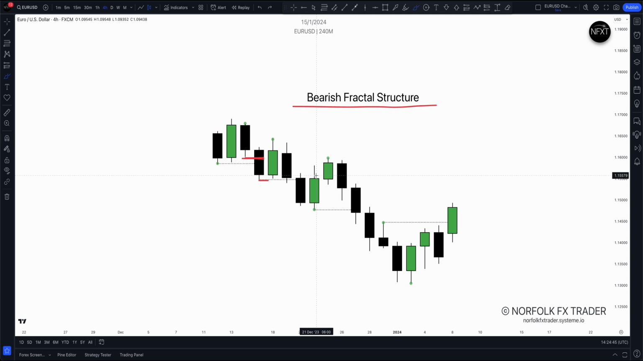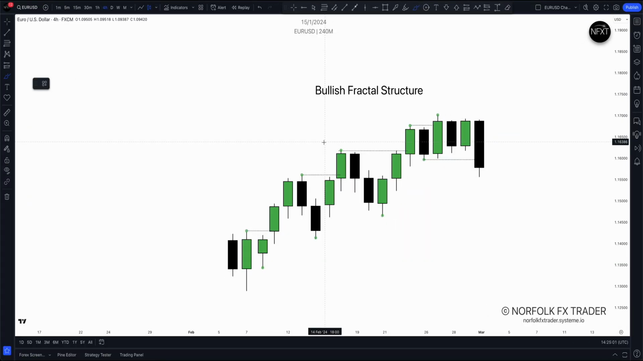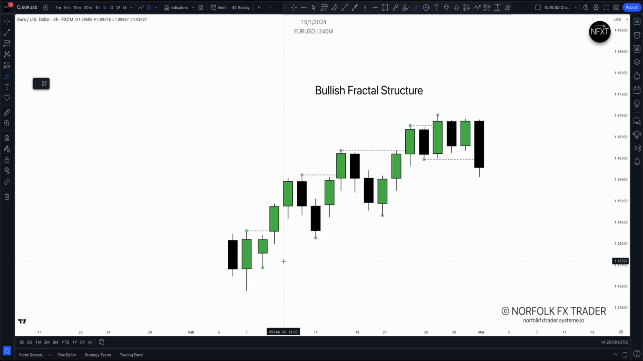Let's now take a look at the bullish fractal structure. On a bullish fractal structure, we're just looking for the opposite. Where for the bearish structure we were looking for the continuation to the downside, here we're looking for the continuation to the upside. So here we can see that we have this previous candle's high. We failed to close through this high with this candlestick, and the very next candle, though, we do close up.